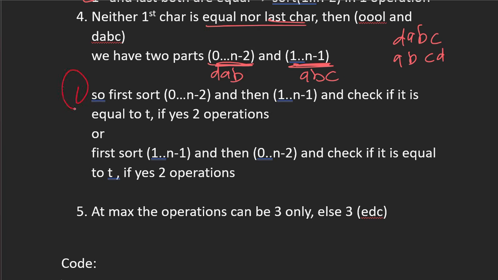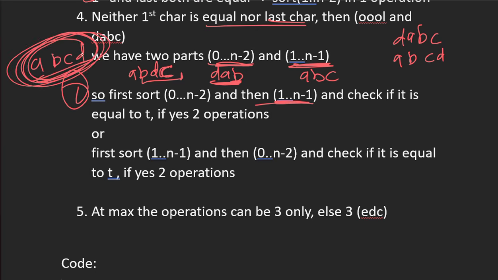So we can first sort the first part, that is from 0 to n minus 2. So now we get A, B, D, and the last is C. Now after that we'll be sorting it from 1 to n minus 1. So we get A, and what is the sorted of BDC? It will be BCD. Is the string after these two operations equal to the sorted string? Yes, it is equal to the sorted string. So how many operations? Two operations, right?